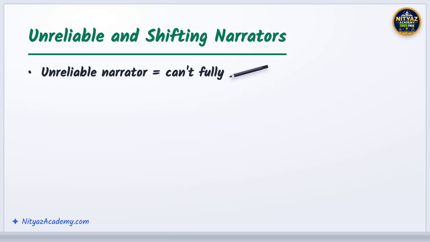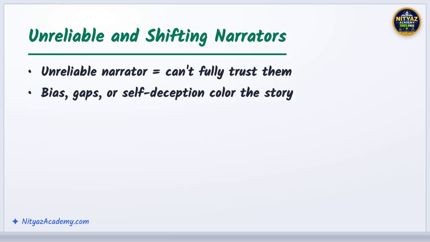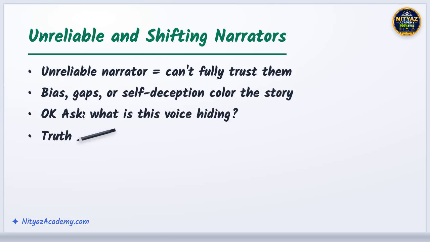Modernist fiction often gives us unreliable narrators, voices we can't fully trust because of bias, gaps, or self-deception. The story they tell may not match what actually happened. Your job is to read between the lines and notice where the narrator might be wrong or hiding something. This uncertainty isn't a flaw. It's a deliberate invitation to think critically about every claim.